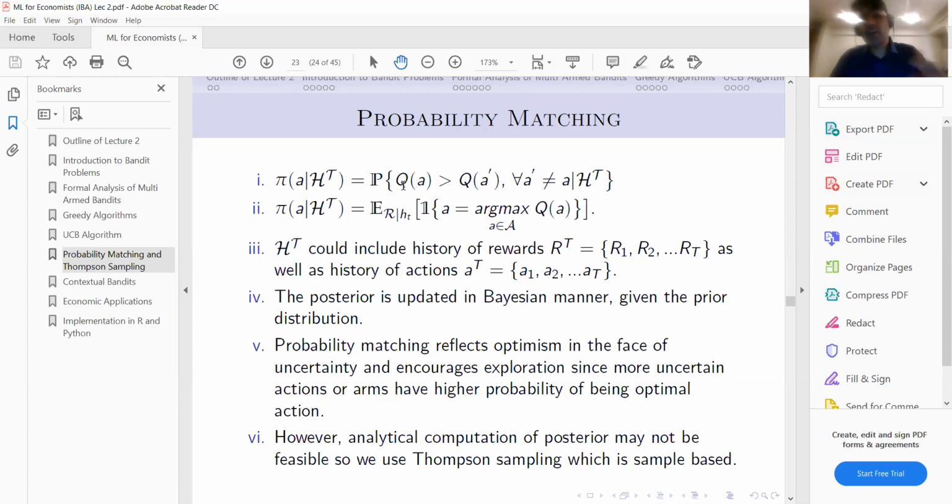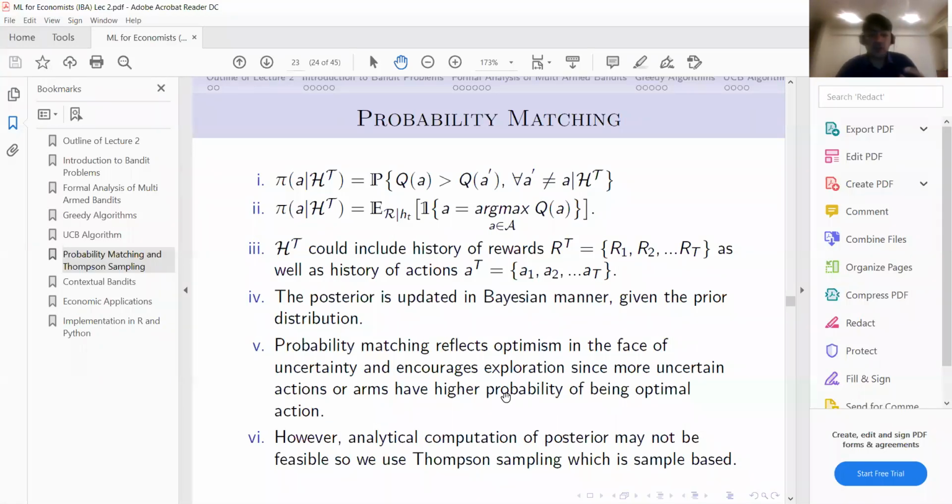If you have this kind of probability, you can always write it equivalently as the expected value of an indicator variable, because the indicator variable is just a 1-0 variable, and the expected value of an indicator variable just gives you the probability that this event is true, which is that the action A is the best. So all this means is that you choose action A with respect to the probability that this is the best action, conditional on your information. That's it.